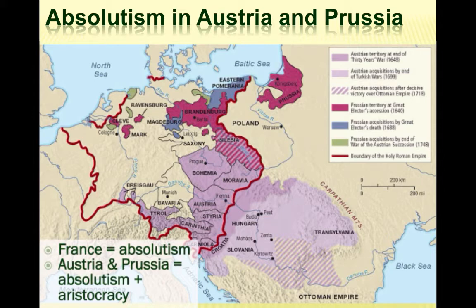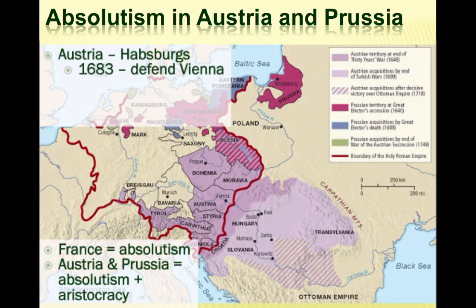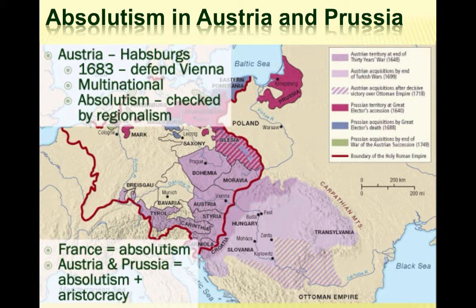Now, the Austrian Habsburgs ruled over a multinational state. In 1683, they defended their capital, Vienna, against the Turks, and then drove them out of Hungary by the end of the 1600s, making them even more diverse. Even though the Habsburgs sought to become absolute monarchs, they allowed the different regions to retain their own laws and customs, so you could say their power was checked by regionalism.